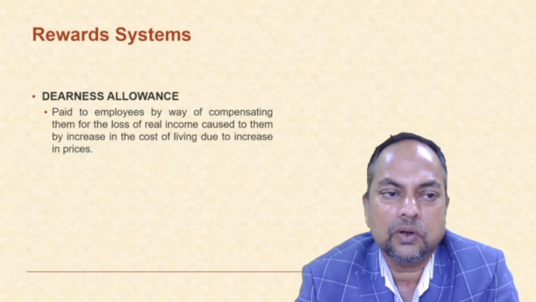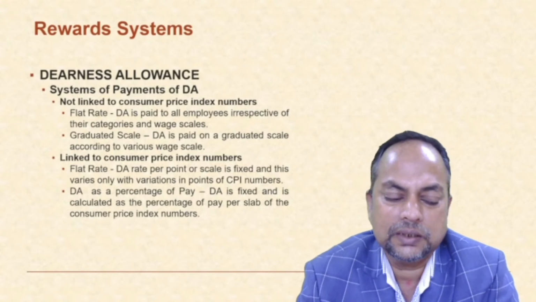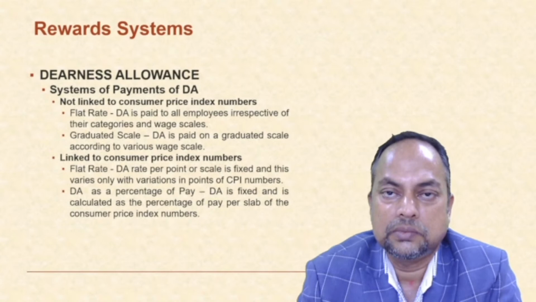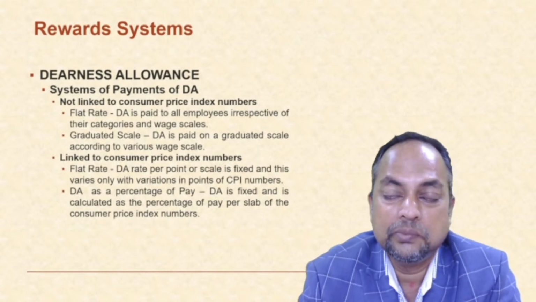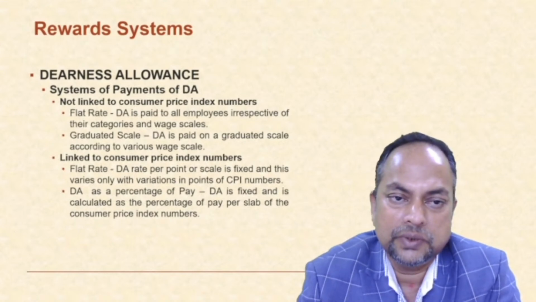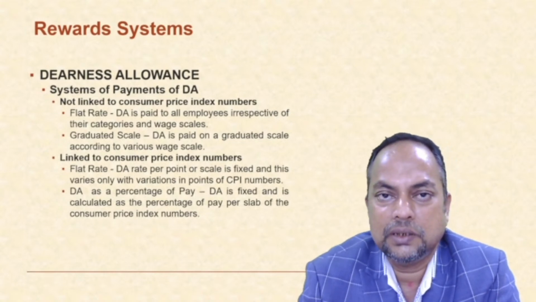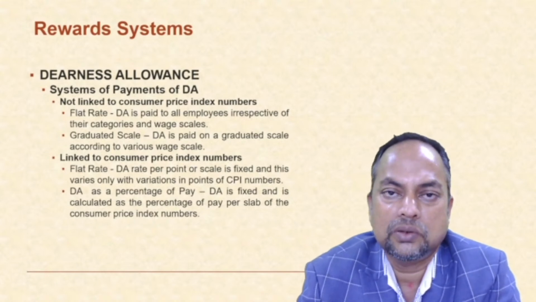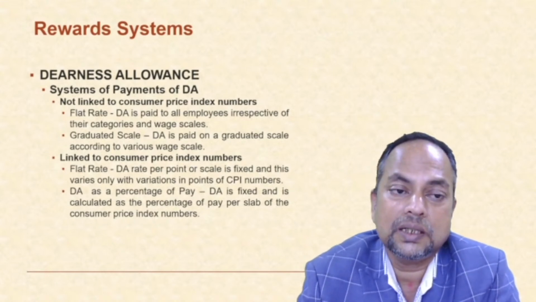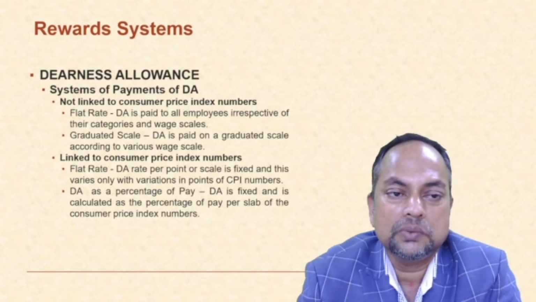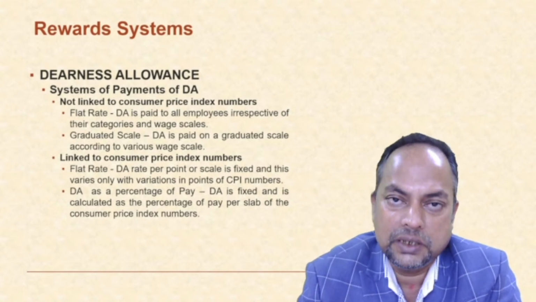Beyond this, when we talk of dearness allowances, there are certain other things that we need to consider regarding the administration of dearness allowances. Now, dearness allowances can be calculated in two different ways. Either it can be calculated excluding the consumer price index numbers, so it is not linked with the consumer price index numbers, or it can be calculated having a linkage with the consumer price index. So here we come out with the flat rate of dearness allowance.